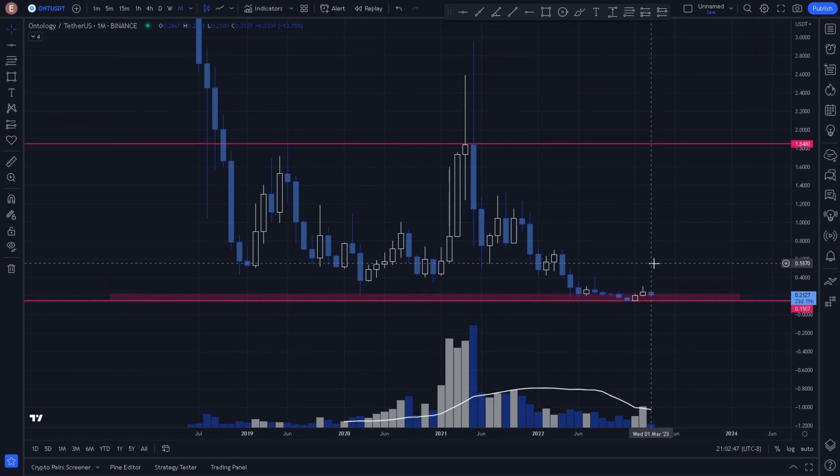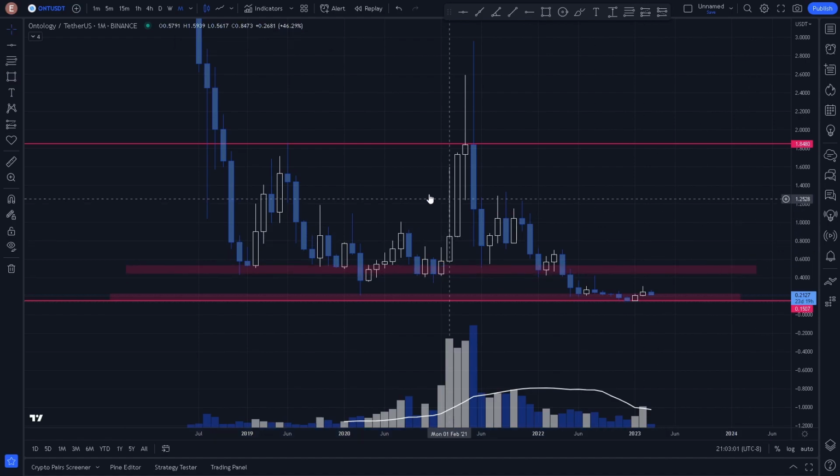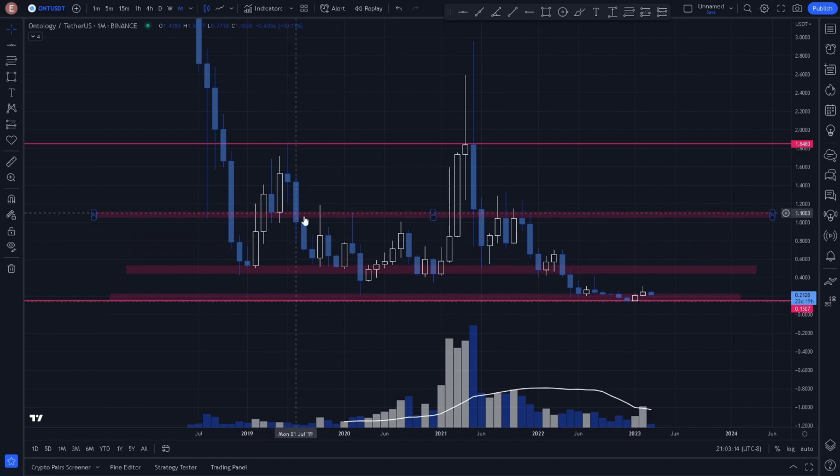Now, we also notice a key level right here. So let's go ahead and plot this on the monthly. Now, another key level right here. Now, what do we notice about these two key levels? We see a reaction acting as support and resistance. Multiple reactions obvious to see here on the monthly chart.